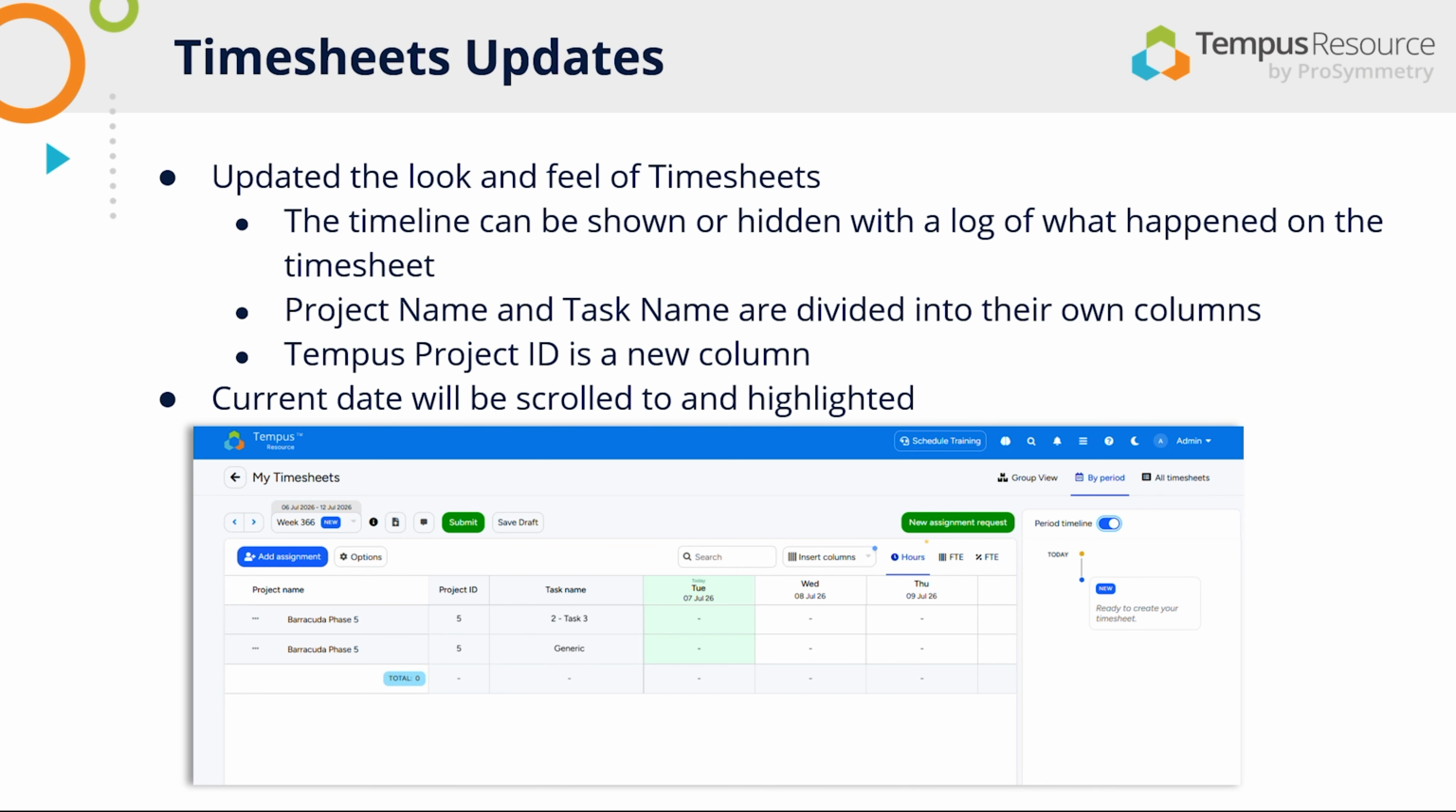We have also updated the look and feel of timesheets within this version. The timeline can be shown or hidden with a log of what happened on the timesheet. Project name and task name are now divided into their own columns, and Tempus project ID is a new column within timesheets. Lastly, the current date will be scrolled to and highlighted by default.